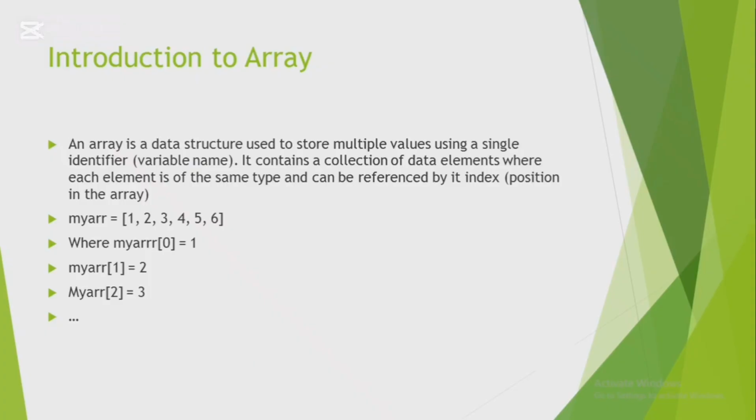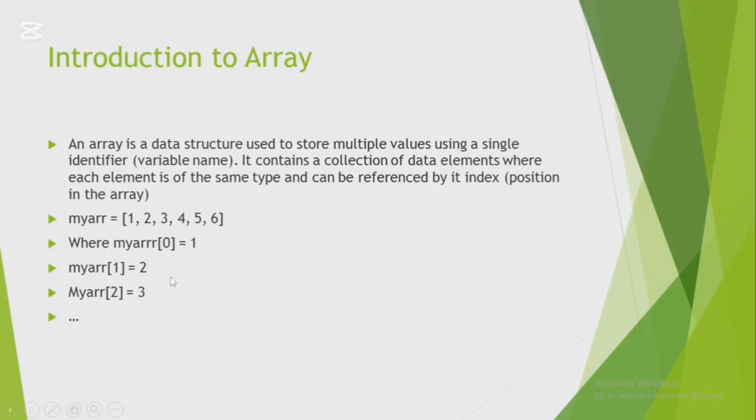What's an array? An array is a data structure used to store multiple values in a single identifier, a variable name. So an array is just a data structure that is used to store multiple values. As you can see here, my array is storing multiple values and is only identified as this my array. So we just use this my array to store all these values.